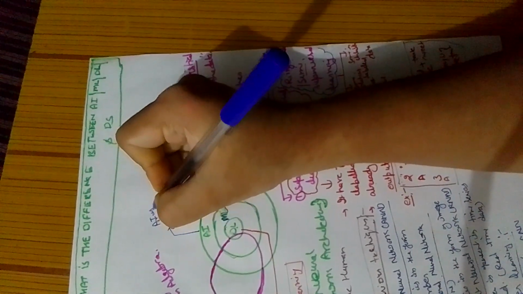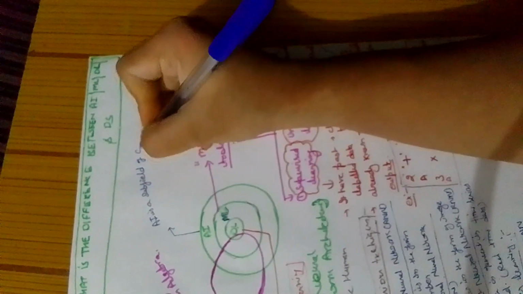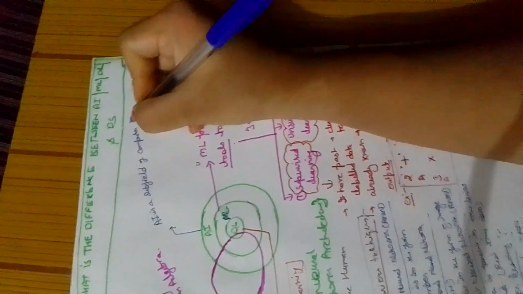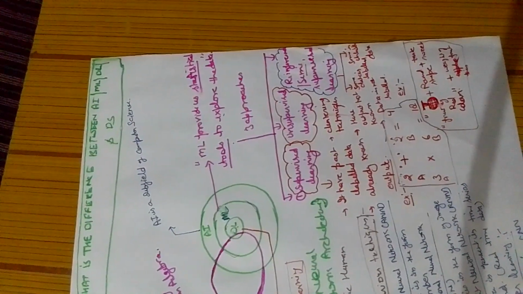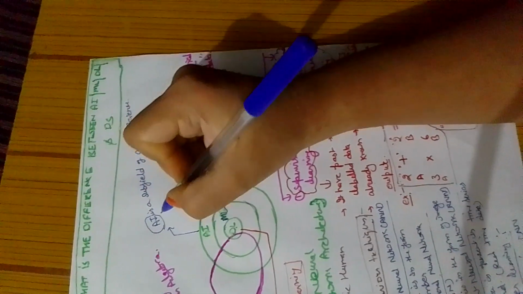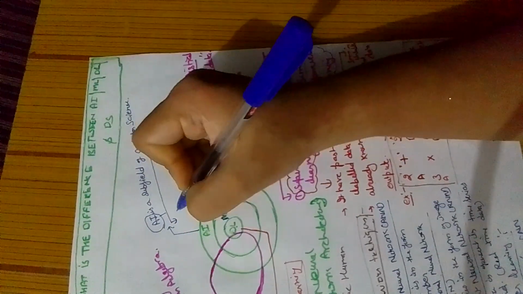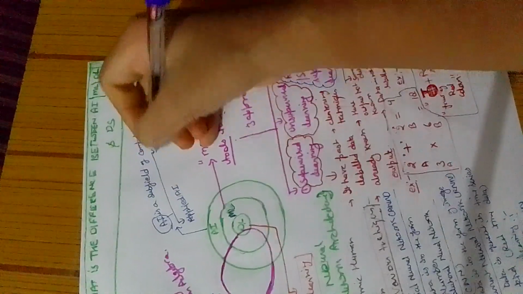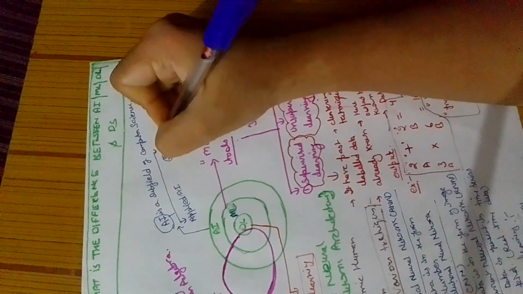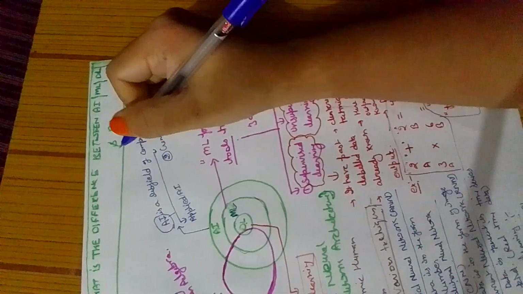AI is a subfield of computer science. Fine. So AI can be split into two parts. One is applied AI. Second is generalized AI. Fine.